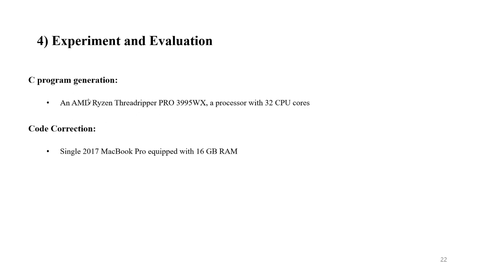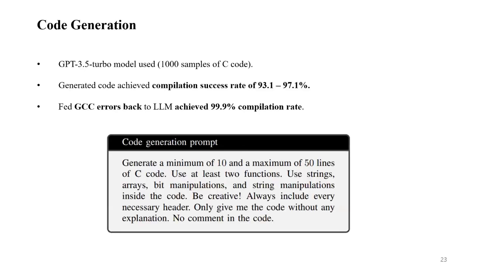So they generate the programs with GPT 3.5, and the code correction also uses GPT 3.5. They generate the code using this hardware specification. Actually, I have never used such a hardware device. That is very powerful hardware. The code correction is done on a single 2070 MacBook Pro equipped with 16 GB RAM.